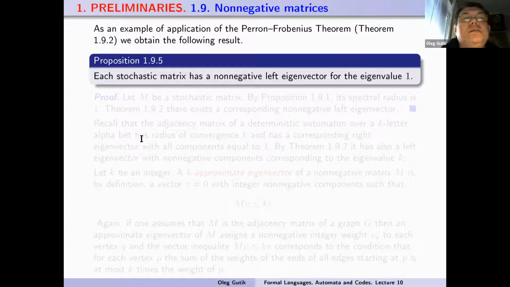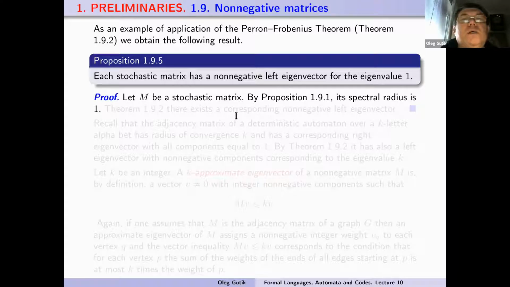Proposition 1.9.5. Each stochastic matrix has a non-negative left eigenvector for the eigenvalue 1. The proof. Let M be a stochastic matrix. By Proposition 1.9.1, its spectral radius is equal to 1. The theorem of Perron-Frobenius implies that there exist corresponding non-negative left eigenvectors.